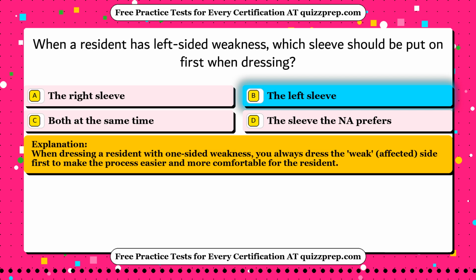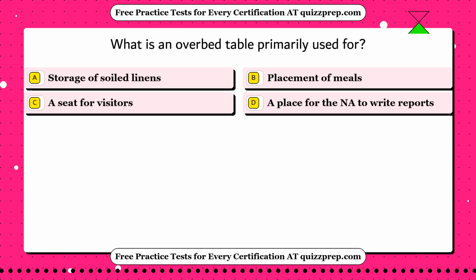When dressing a resident with one-sided weakness, you always dress the weak, affected side first to make the process easier and more comfortable for the resident. Question 25. What is an overbed table primarily used for? Option A, storage of soiled linens.